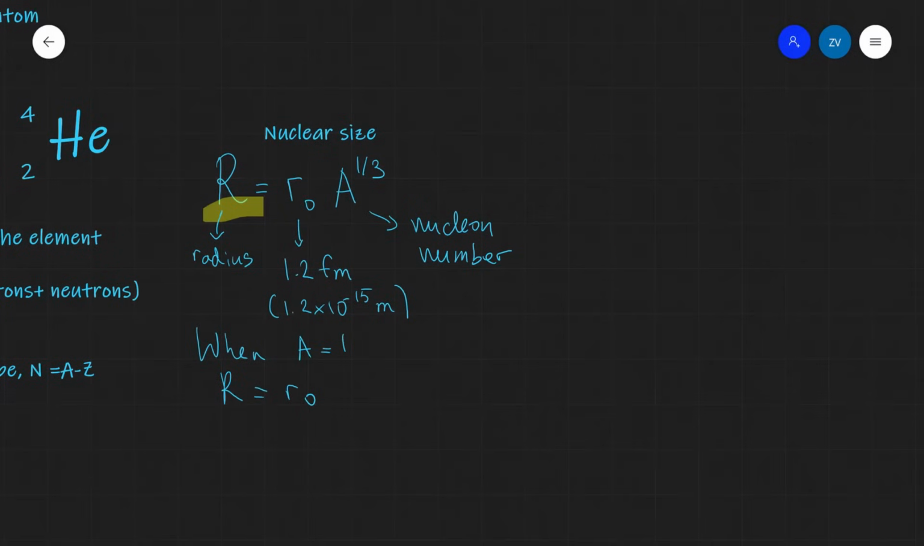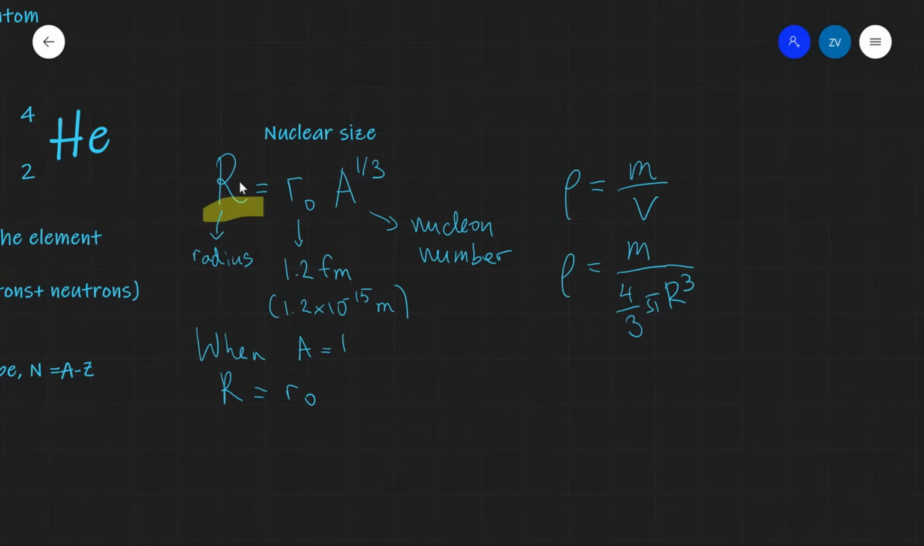Using the following equation, we could actually estimate the density of the nucleus. All we need to do is use the equation that density is equal to mass over volume. Now let's assume that the nucleus is a tiny sphere. If that's the case, our density will be given by mass divided by 4/3 pi r cubed. However, we already have an equation here for r.